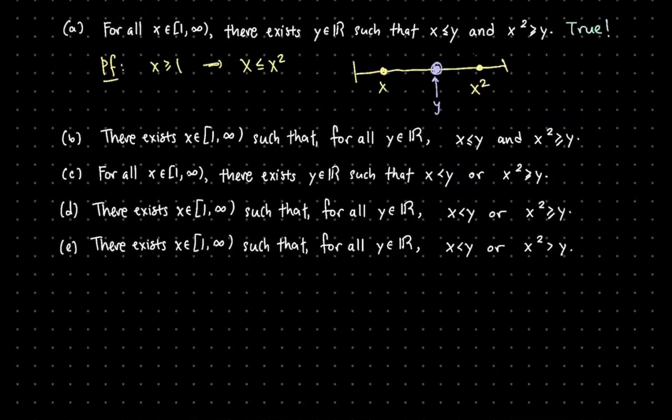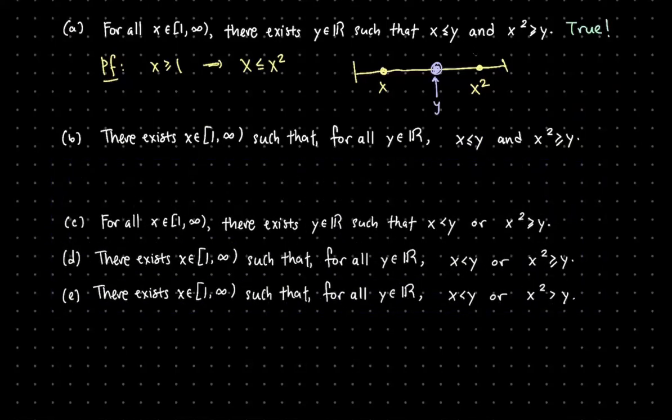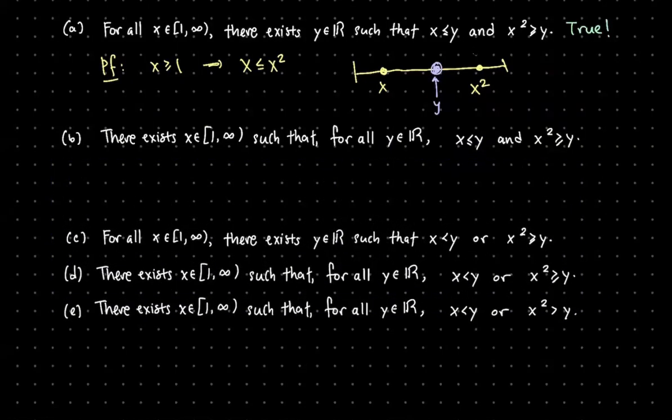Okay. There exists x greater than or equal to 1 such that for all real numbers y, x is less than or equal to y and x squared is greater than or equal to y. Okay, yeah, this looks false. Let's say a proof that it's false. Actually, that's not a good way to put it. Let's just say counterexample.